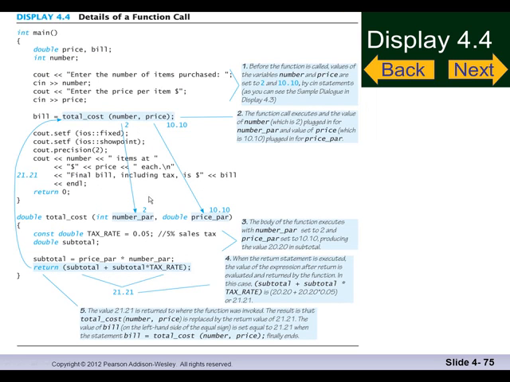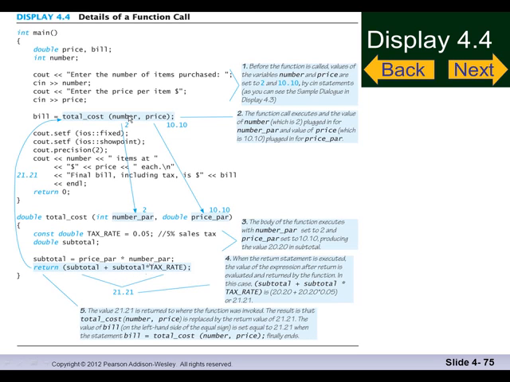So it's going to have this number that has been read from the user, and then I have the price that's been read from the user. So I have a number and a price. The number has a value of 2. The price has a 10.10. It's going to pass it on to the first one and the second one. It's just going to call it. So it's going to go in here. It's going to do this calculation. It's going to do this calculation. It's going to come up to 21.21. It's going to replace this whole thing with 21.21.